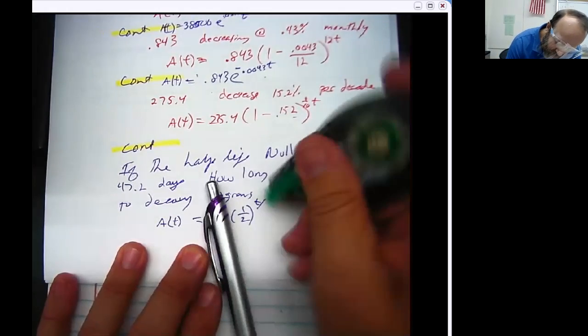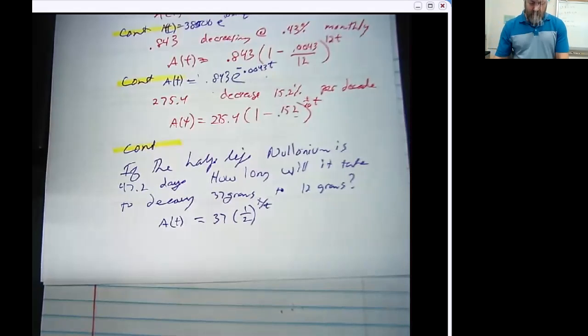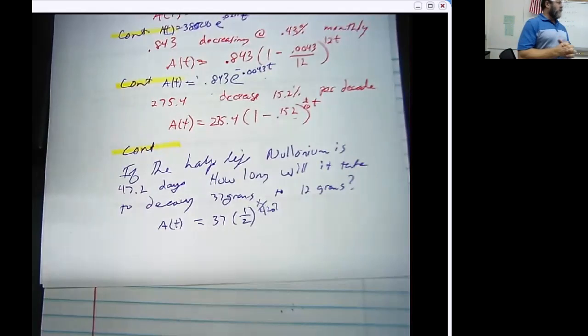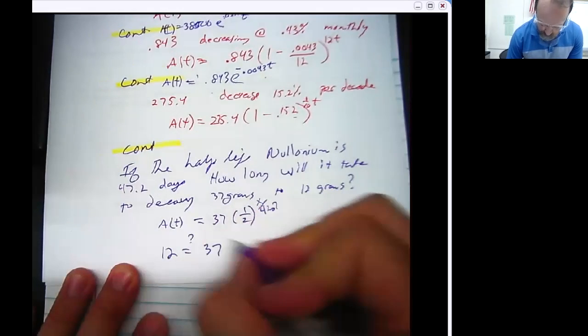Actually, excuse me, it's going to be x over t. See, because I would like to know how much time it actually took to do this. And so how long will it take to do that? But see, I told you that the half-life was 47.2 days, so I guess I could put that in right there. Now, later on in our course, I'm going to show you how to do this the real way, but for right now, I'm going to show you the absolutely stupid way to do this. I want to know, when is that thing going to be equal to 12? This is my big question.